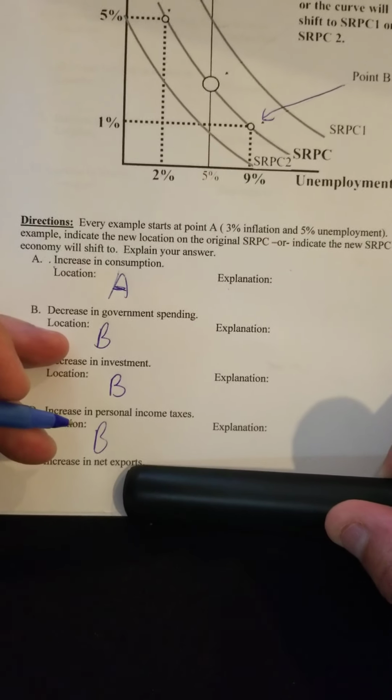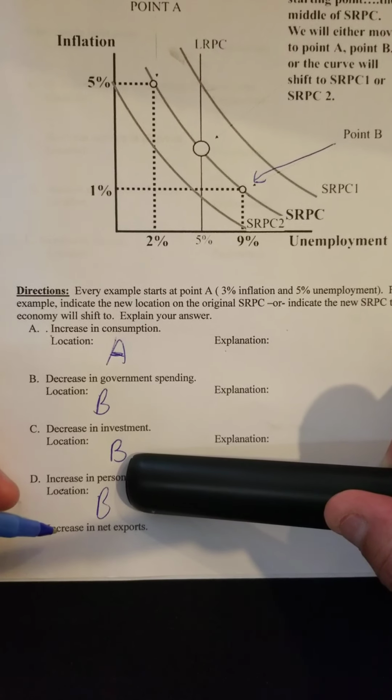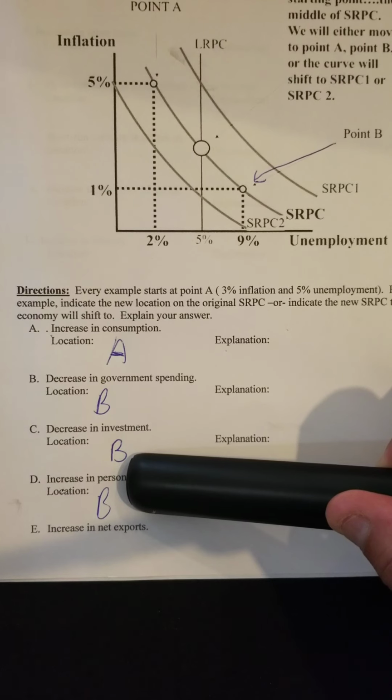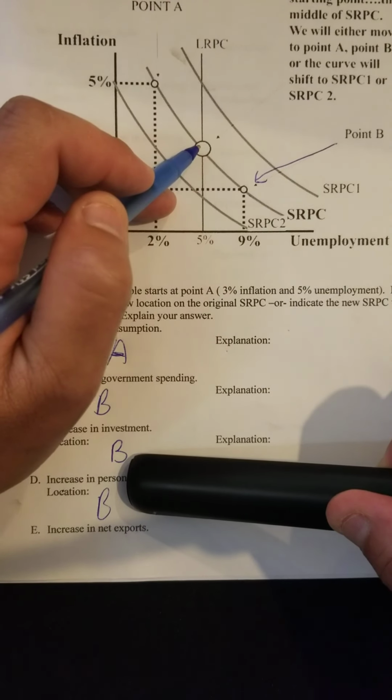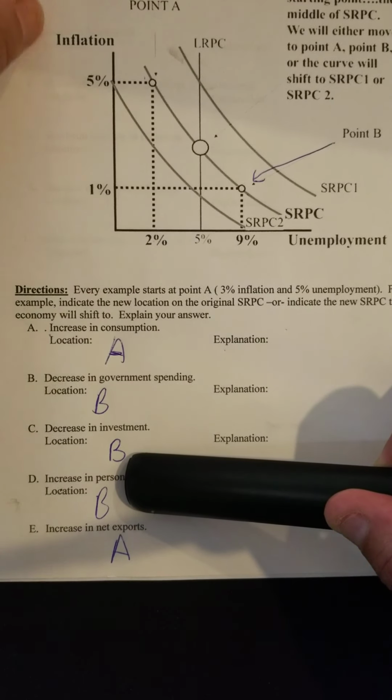Okay, and then next is an increase in net exports. An increase in net exports would mean that other countries are buying more of our stuff. Okay, which is an increase in aggregate demand. It would bring us to point A. Okay, hopefully we are getting this.